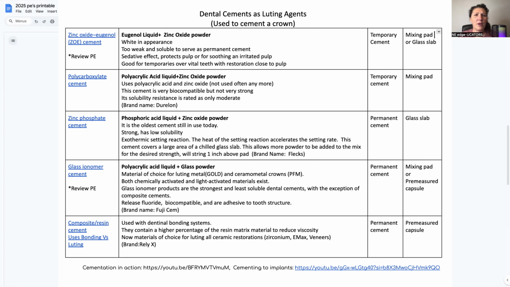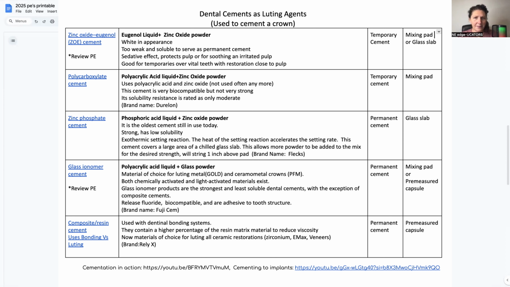So our very first one that we're going to talk about is our zinc oxide eugenol. We're going to go through polycarboxylate cement, zinc phosphate cement, glass ionomer cement, and then composite resin cements. And we are talking about these cements as luting agents, where we're going to be cementing a crown essentially.